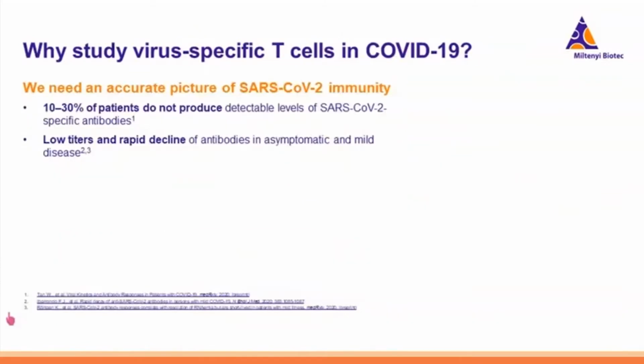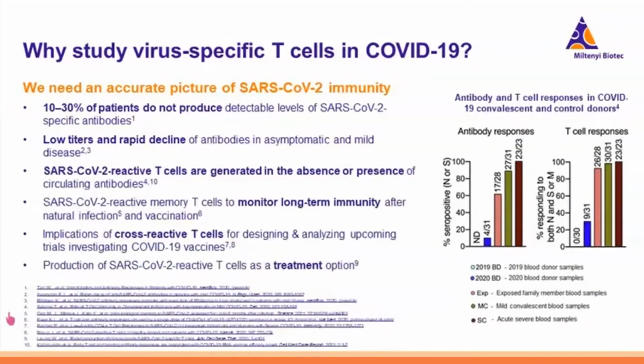But why do we need to study virus-specific T cells, especially in COVID-19, in more detail? First of all, because we need an accurate picture of SARS-CoV-2 specific immune responses. But research has also shown that up to 30% of patients do not produce detectable levels of SARS-CoV-2 specific antibodies, and that especially in asymptomatic and mild cases, the antibody titers are really low and also rapidly decline. This is not the case with SARS-CoV-2 reactive T cells, because they are generated even in the absence of SARS-CoV-2 specific antibodies.